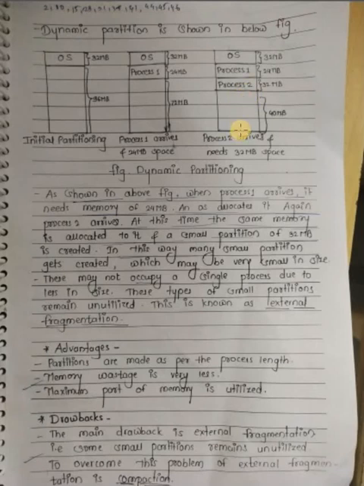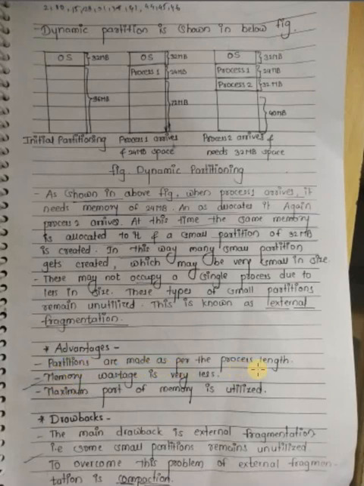Suppose another process, process 3, arrives which requires 30 MB, then out of 40 MB, a 30 MB partition is created for the process 3. This is the dynamic partitioning. In short, in a dynamic partitioning, as per the requirement of the process, as per the size of the process, as per the length of the process, the partitions get created in the operating system. Then we will see what are the advantages and disadvantages of this method.